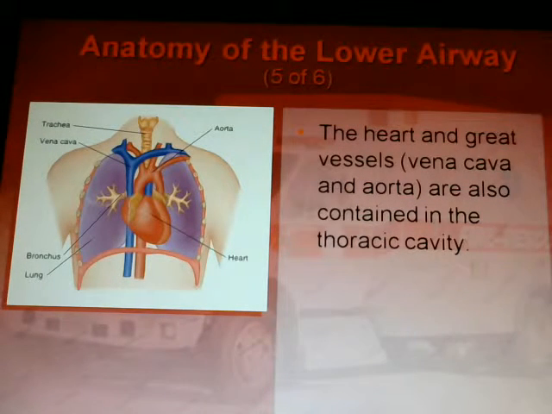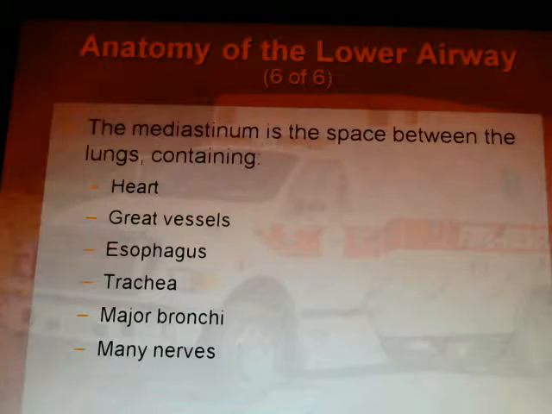It's your trachea, your vena cava, your aorta, your bronchus, and your lungs going back and forth to carry the blood. The heart and great vessels, the vena cava and the aorta, are also contained within the thoracic cavity. The mediastinum is the space between the lungs, and it contains the heart, the great vessels, the esophagus, the trachea, the major bronchi, and many nerves.